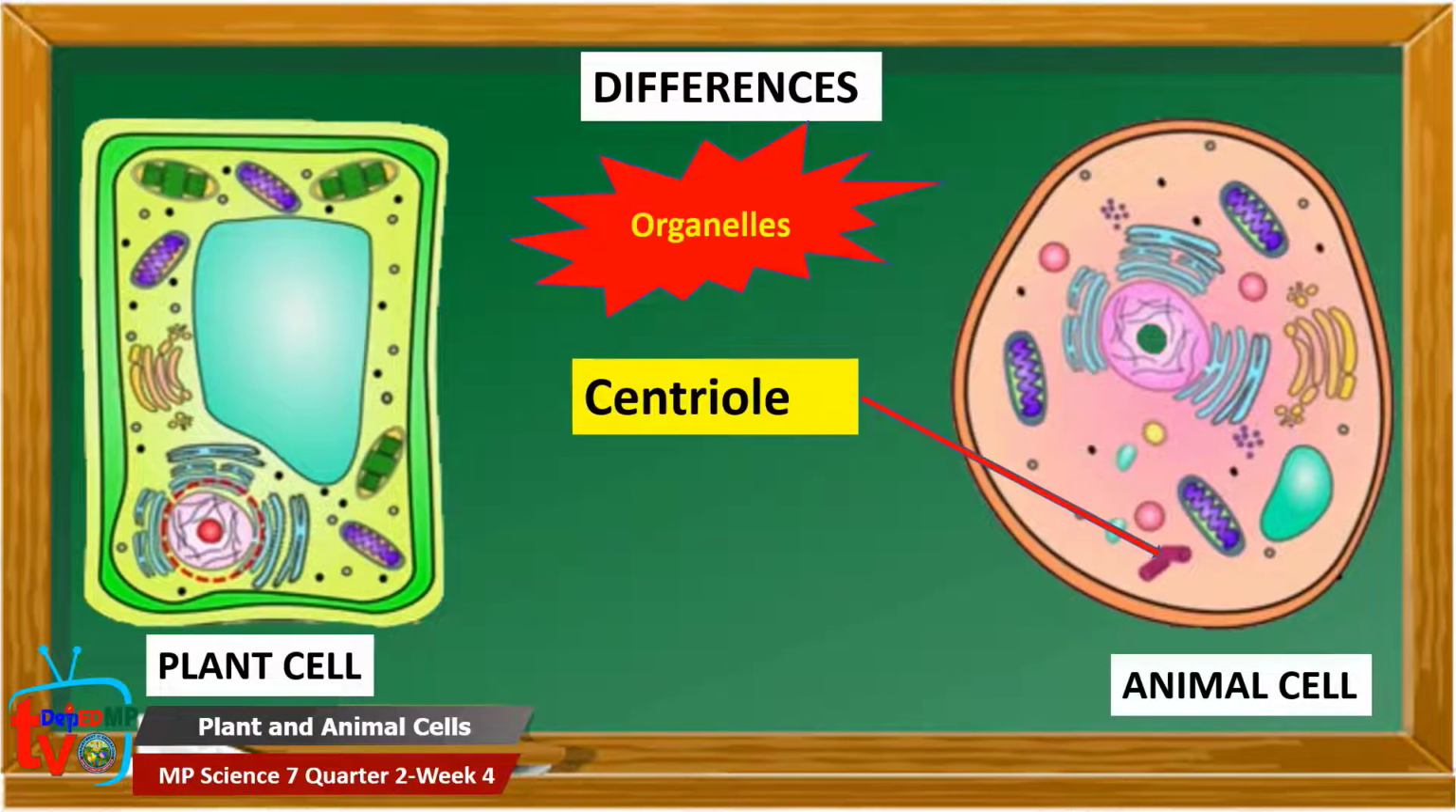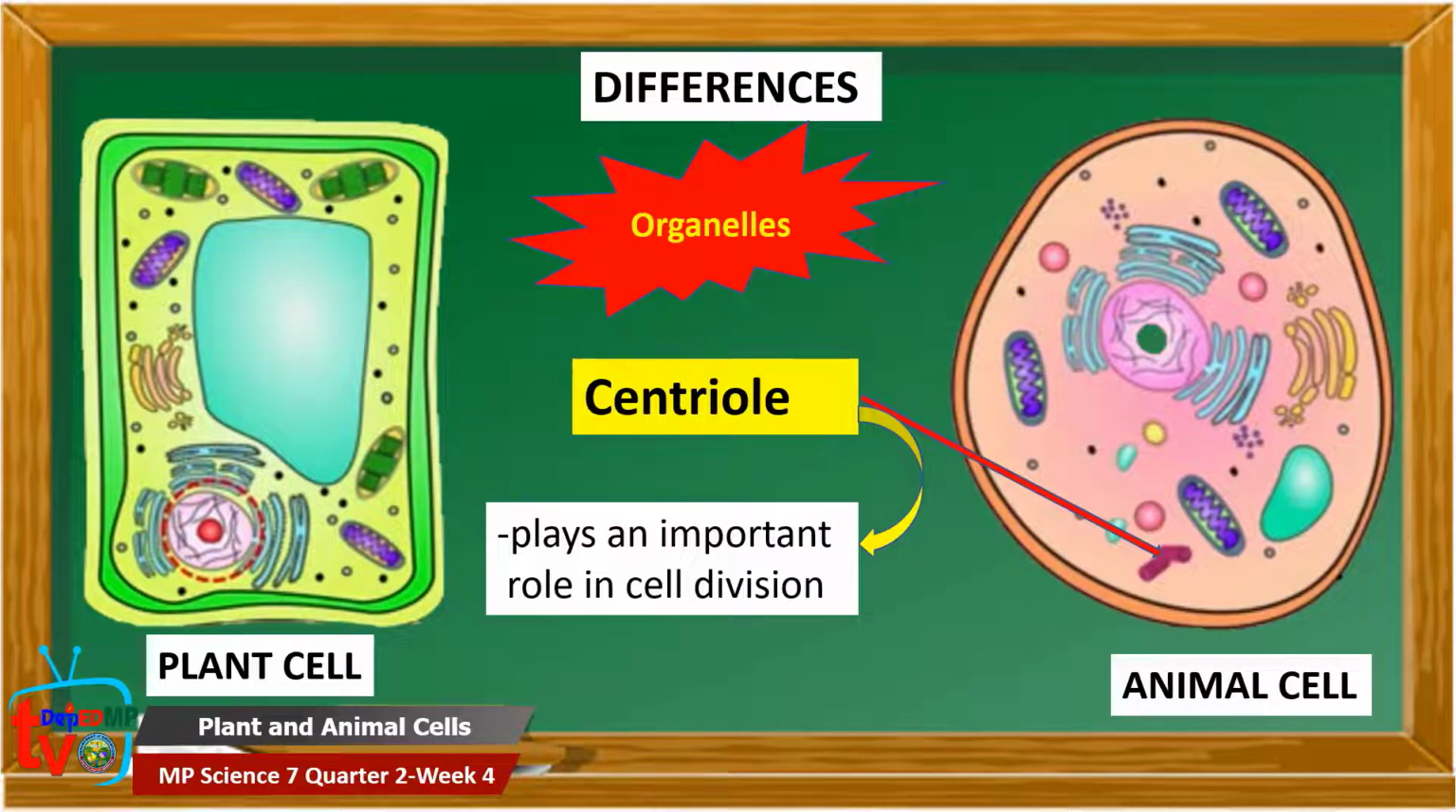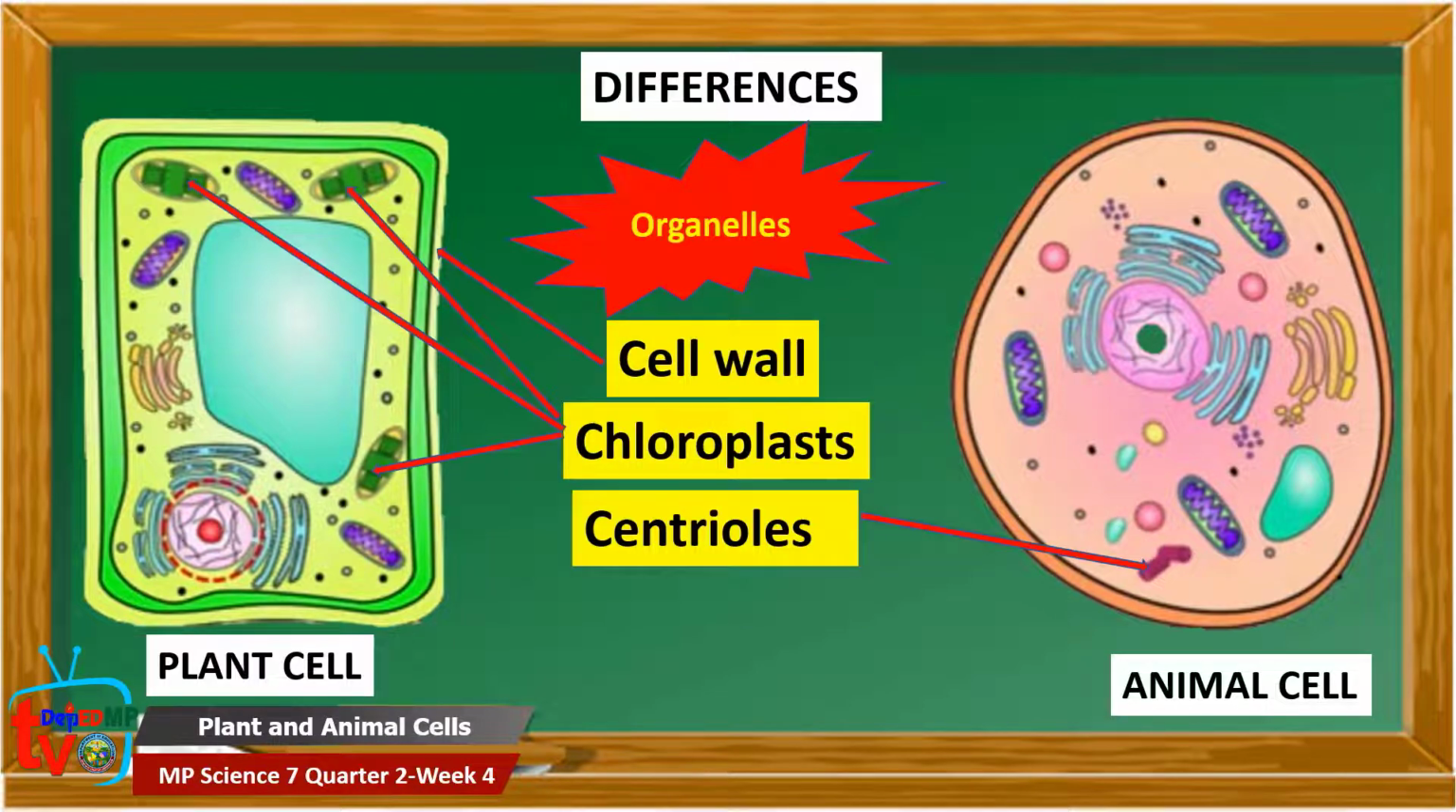Next is centrioles. Animal cells have centrioles while plant cells do not have. Centrioles play an important role in cell division. Again, cell wall and chloroplasts are found only in plant cells, while centrioles are found only in animal cells.